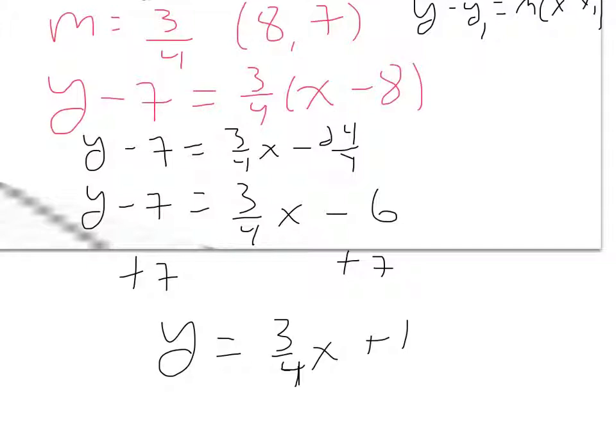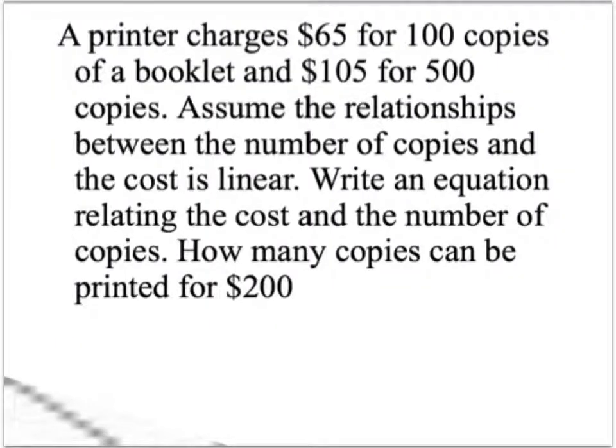Okay? Let's take a look at a real-life application. A printer charges $65 for 100 copies of a booklet and $105 for 500 copies. Assume that the relationship between the number of copies and the cost is linear. Write an equation relating the cost and the number of copies. How many copies can be printed for $200?